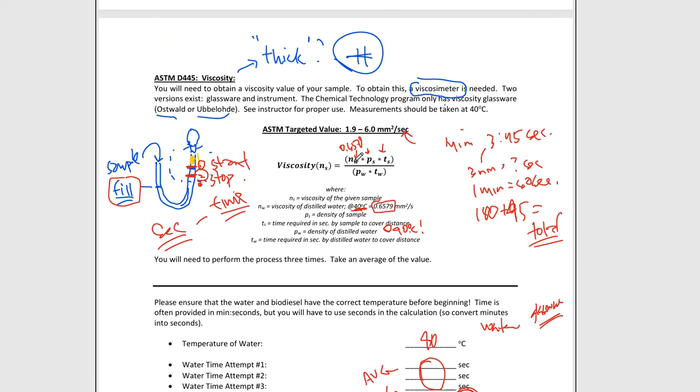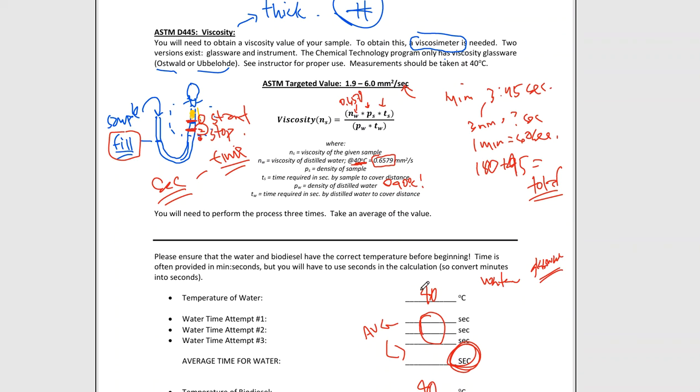Once I have those values, then it's pretty easy. I go up here at the top, and that N sub W stays as 0.6579. That's why we gave you that value in terms of 40 degrees. My P sub S, again, that's the density of the sample. The T sub S, that is the time that I calculated on average down below. My P sub W is the density of water at 40 degrees. That can be looked up. And then T sub W, that is the time required by water to go the distance, and that is the average calculated down below.